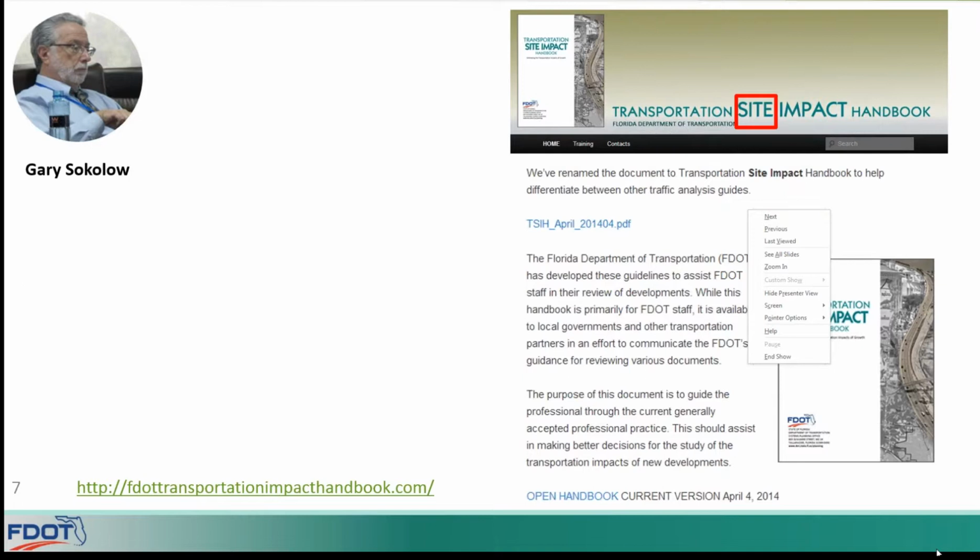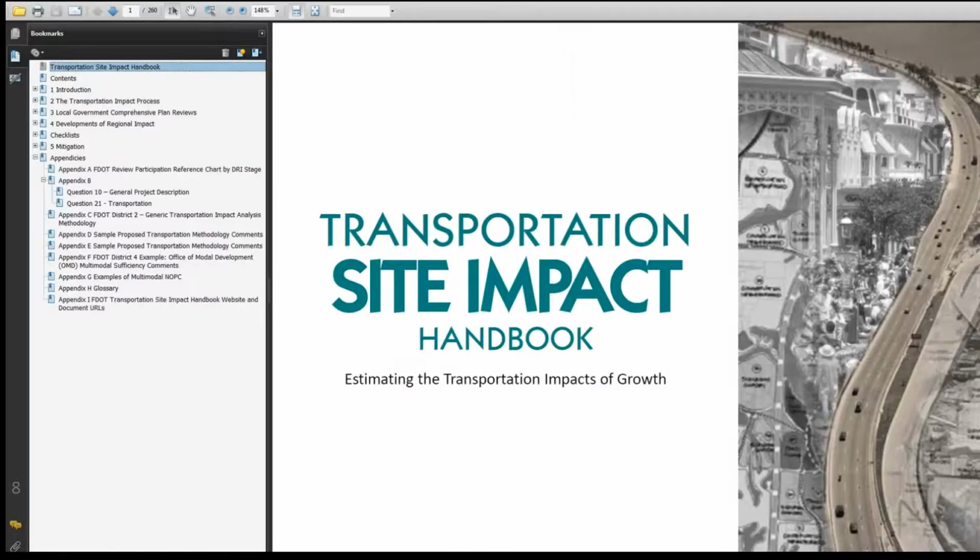And pretty soon you will see an actual picture. Okay, when you go there and you download the handbook in PDF and you open it up, you'll see that there are bookmarks on the left-hand side to make it easier for you to get to where you want to go. You can see here, in addition to adding the word site, we have also added the subtitle, Estimating the Transportation Impacts of Growth.